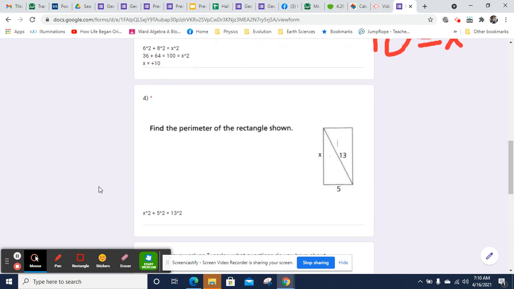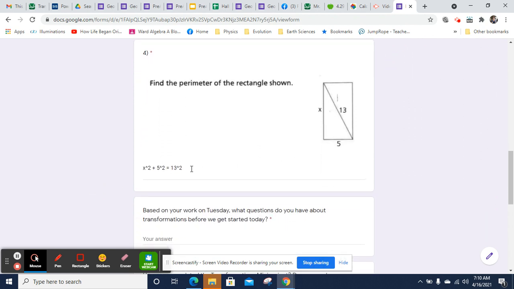Now, the last thing we need to do is find the perimeter of the rectangle shown. We know that the opposite sides of a rectangle are the same. So that side is x and that side is x. We know that this side is 5. And since it's a rectangle, we know that that is a right angle, which makes this a right triangle. So 5, x, and 13. Now 13 is this hypotenuse. So we're going to be getting the square of 5 and the square of x and adding those to get 13 squared.